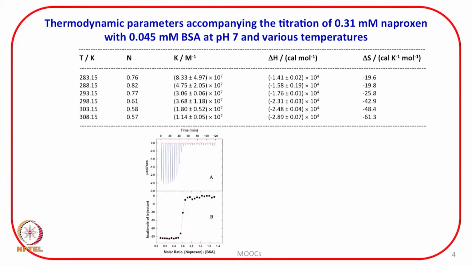Now, let us discuss what could be the meaning of this thermodynamic data. The first quantity that we listed in this table is the temperature. The second is N. N is the stoichiometric number, stoichiometric ratio.